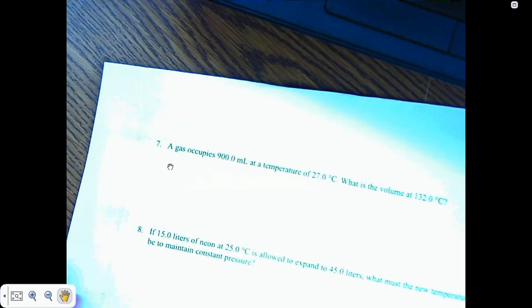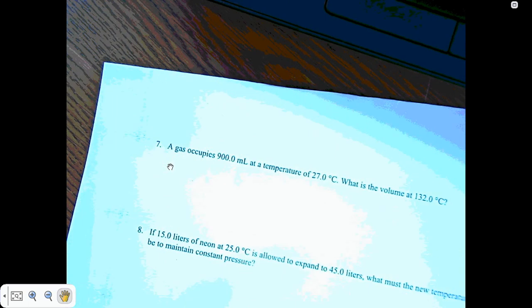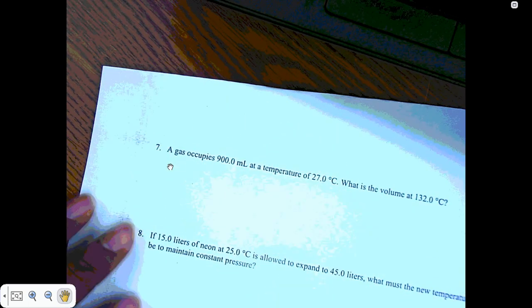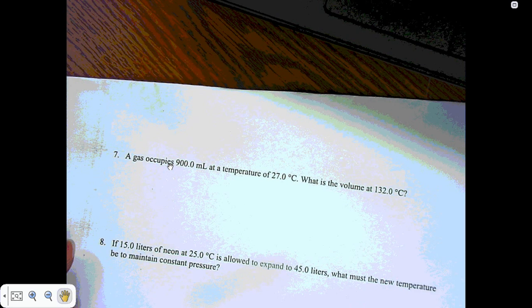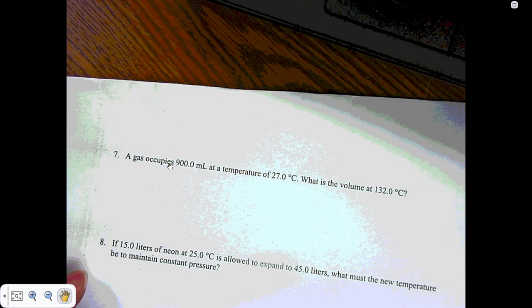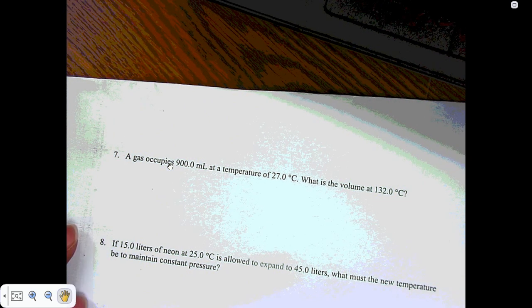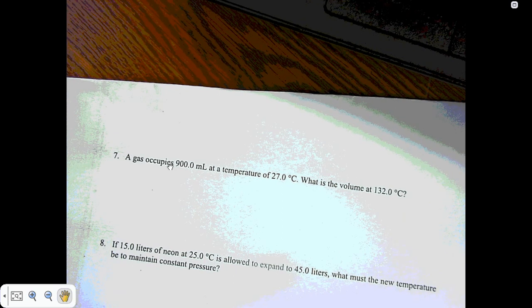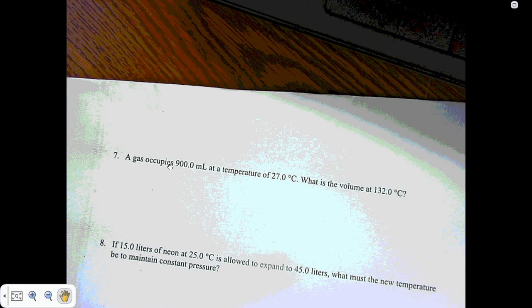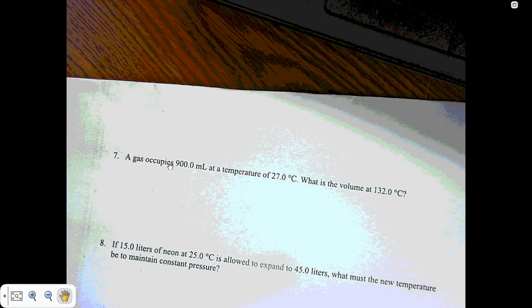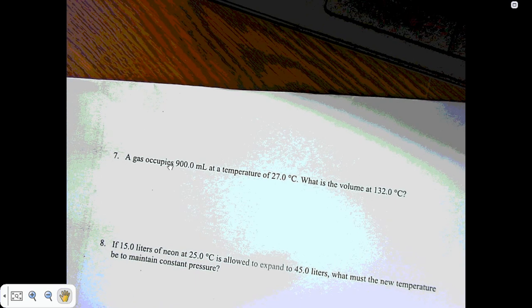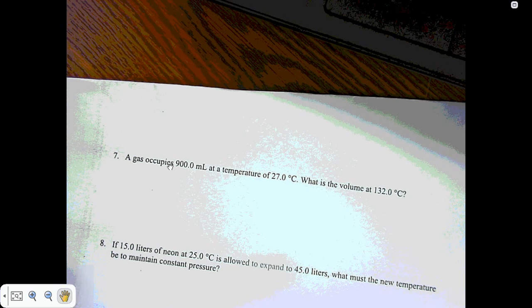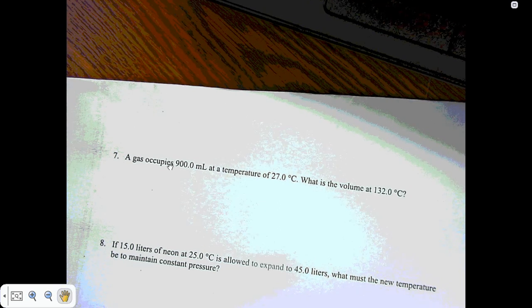Alright, so in this next question, we're looking at a gas that occupies 900 milliliters at a temperature of 27 degrees Celsius. What is the volume at 132 degrees Celsius? Now, it is very tempting to attempt to solve these problems using the temperatures in degrees Celsius. However, they must be solved using Kelvin, or you'll end up with perhaps an incorrect answer. Most likely an incorrect answer. So, let's look at this.